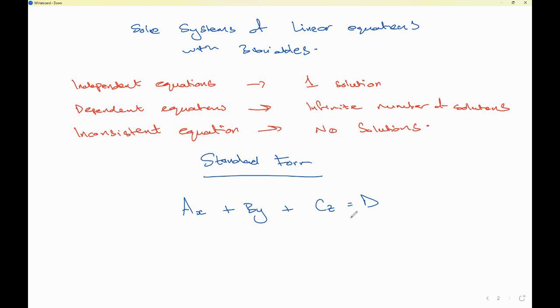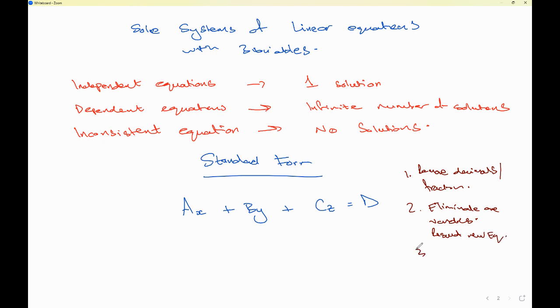When we're doing this, we want to follow a few steps. The first thing we want to do is remove any decimals or fractions from all of these equations. The second thing we want to do is eliminate one of the variables from two of the equations, and this will result in a new equation with two variables.